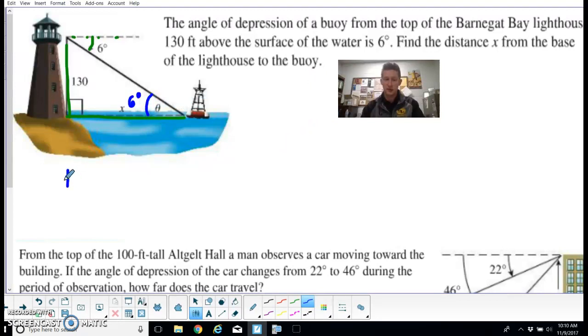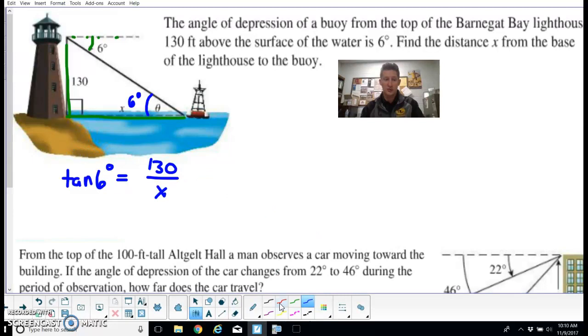So what I'm going to do is write a trig equation where the tangent of 6 degrees, make sure you're working with degrees here, is equal to the opposite side length, 130, divided by the adjacent side length, which happens to be x. Okay, and then I'm going to solve that equation. I'll show you how in just a second.